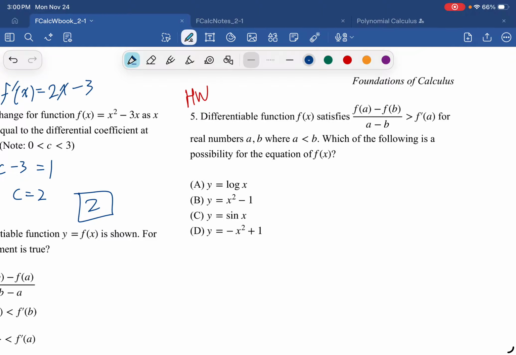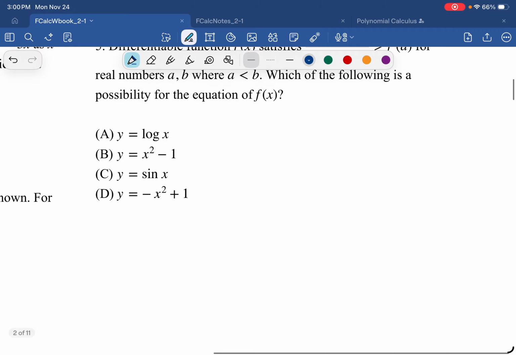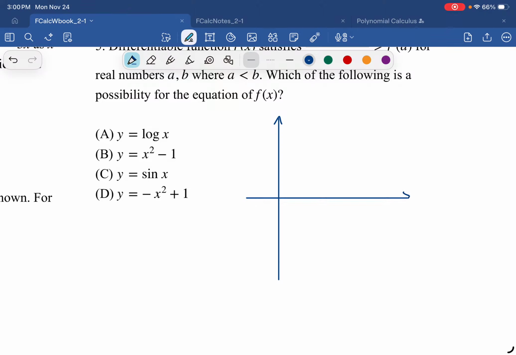For real numbers a and b where a is less than b, which of the following is a possibility for the equation of f of x? So option A here is y equals log of x. If you draw that out, it's going to look like this, right? It has an x-intercept of 1, and it's a curve that's shaped like that.